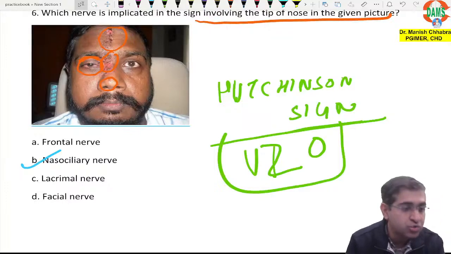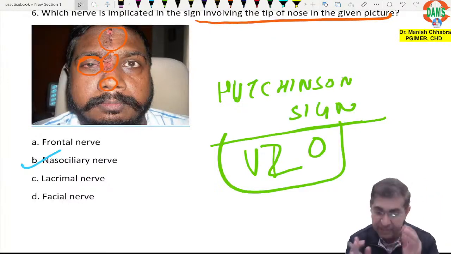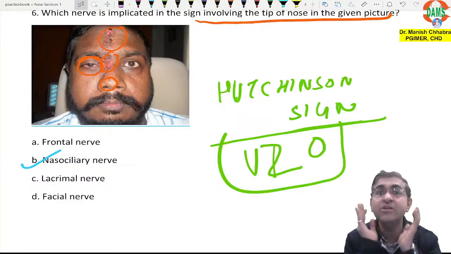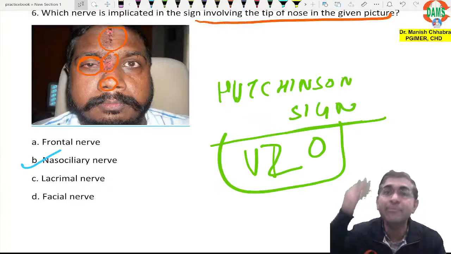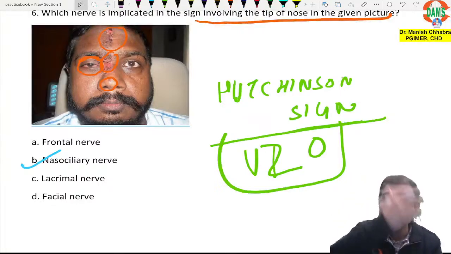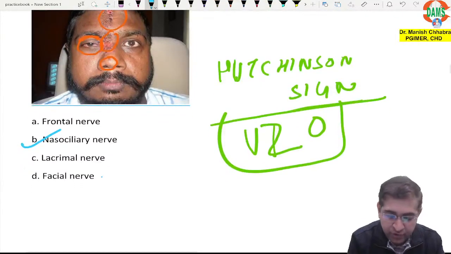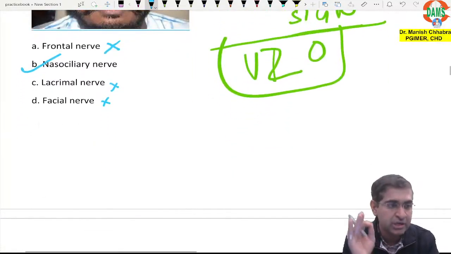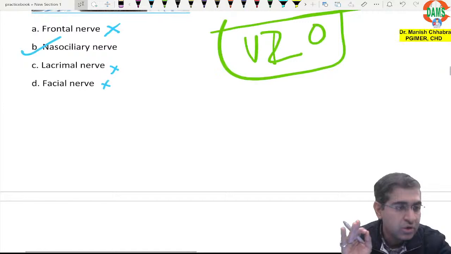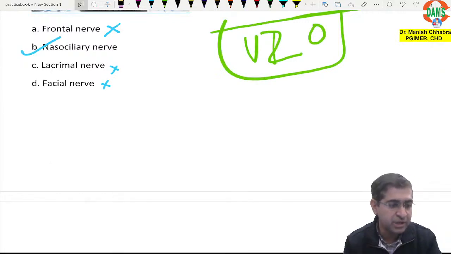Dear Dr. Janvi Patel, pseudodendrites can be seen in herpes zoster ophthalmicus. Yes, but they will be seen on the cornea. Here we are grossly seeing the patient and grossly appreciating. Now, not the frontal nerve, not the lacrimal nerve, not the facial nerve. This is a clear-cut question, and the answer is your nasociliary nerve. I hope it is clear.